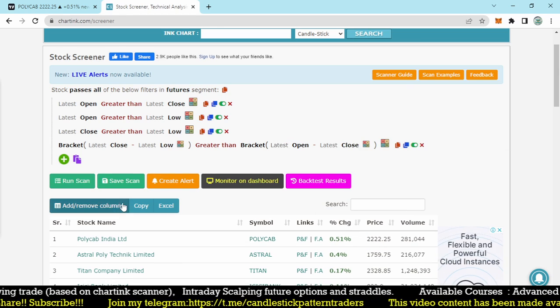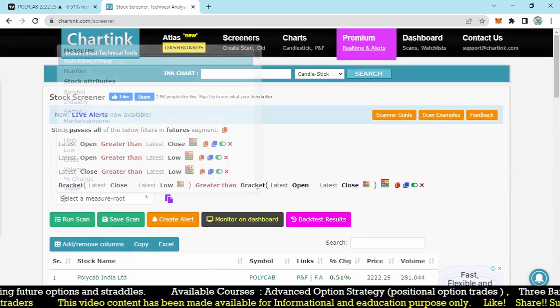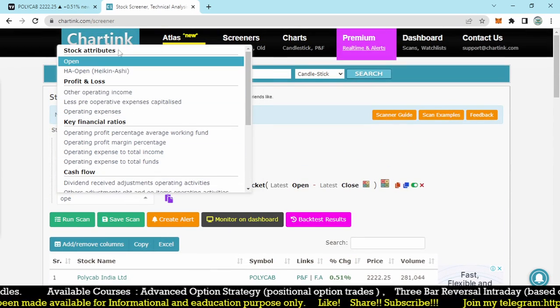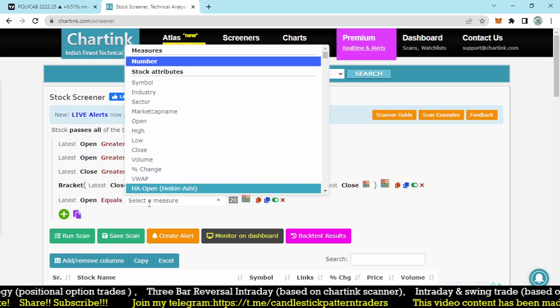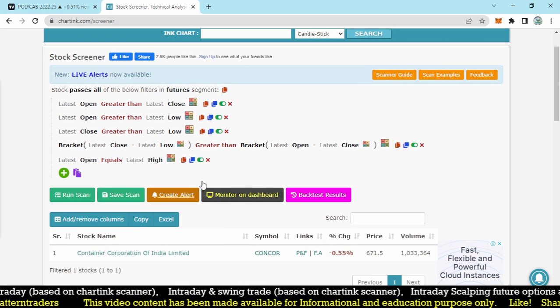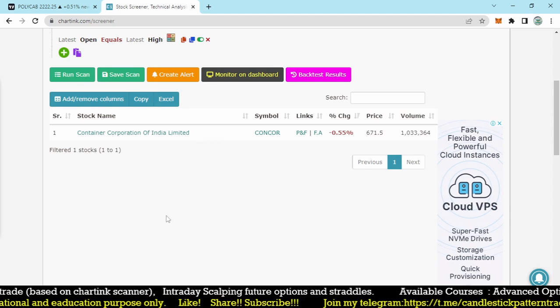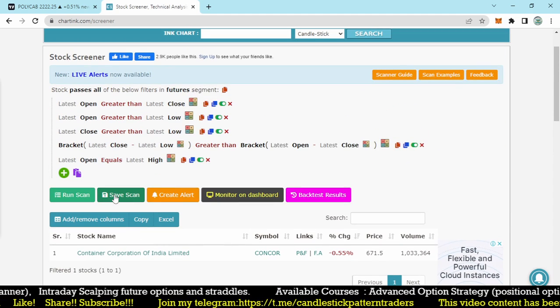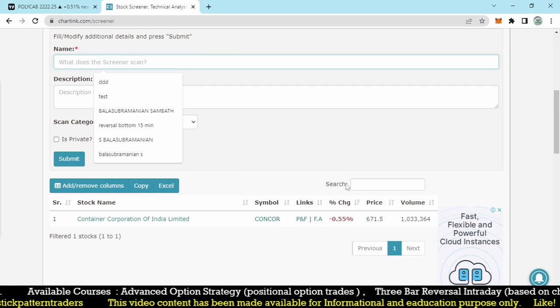I'm doing it for stocks, and I will filter out the stocks in a very simple way. The open equals to the high. Done. The scanner is ready. If you click it, only Container Corporation shows. Let's save this as bullish reversal by a hanging man. I'll share this one on my Telegram.